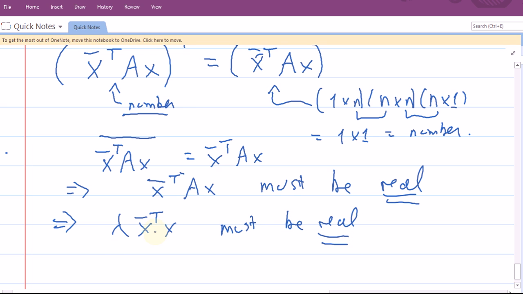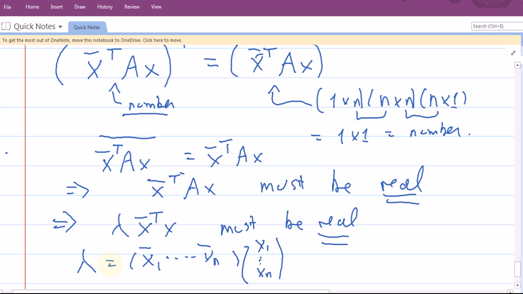Right? But what about X conjugate transpose times X? Well, we can write that out. X conjugate transpose is going to be a row vector. First I'll write what X is. X is the vector x1 up to xn. X conjugate transpose is going to be x1 conjugate up to xn conjugate.